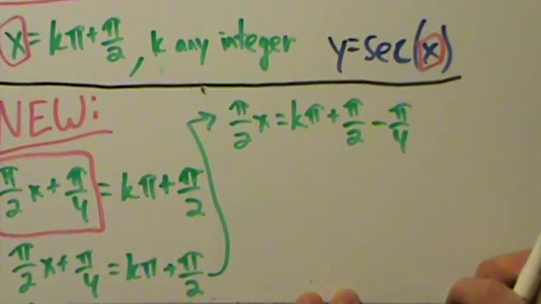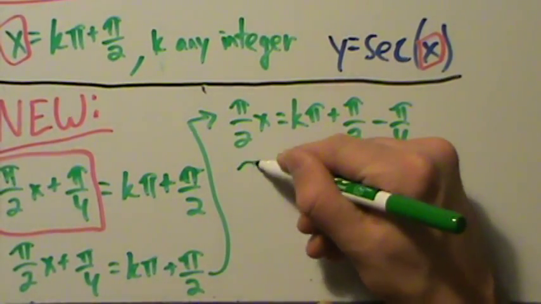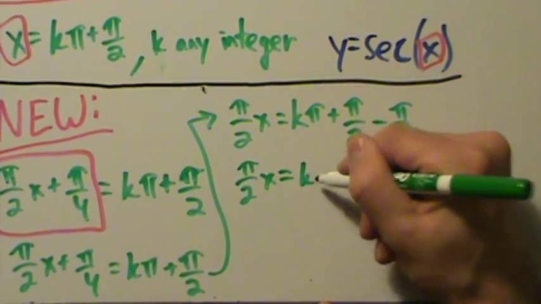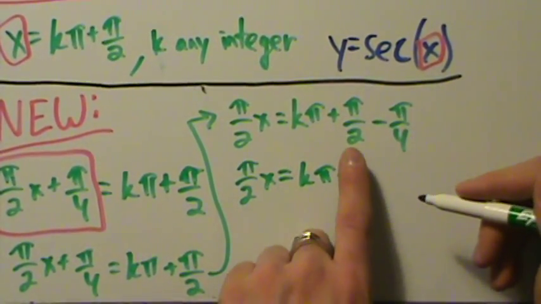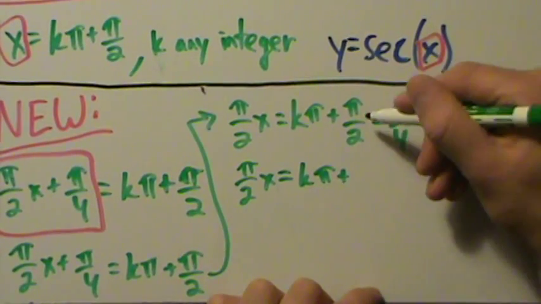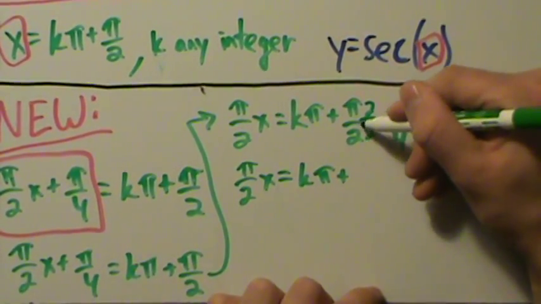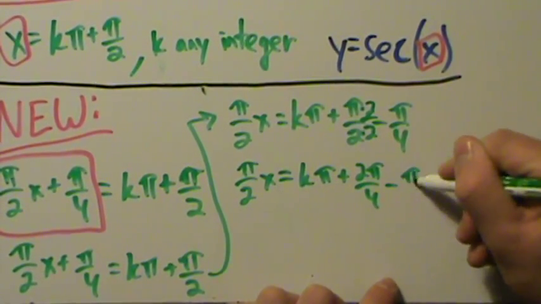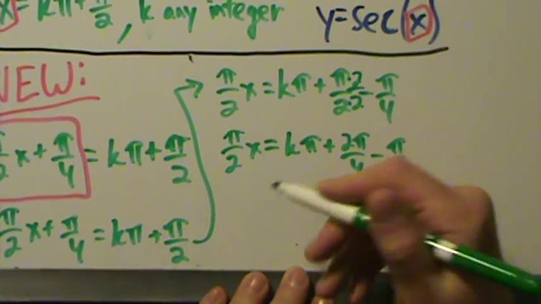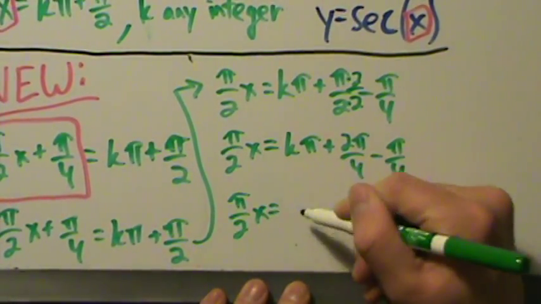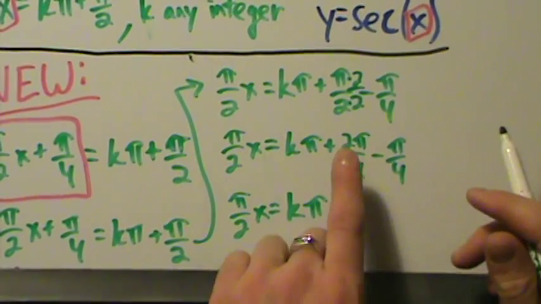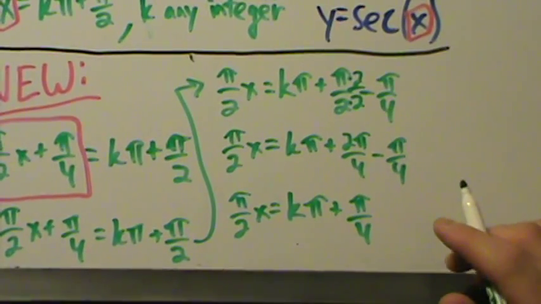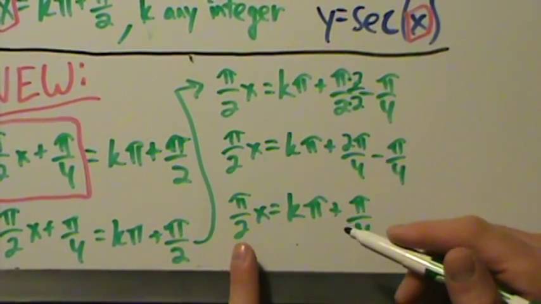Okay, so we have to get a common denominator here, so that's going to be pi over 2x equals k pi plus, so pi over 2, if you multiply this by 2 over 2, so multiply by 2 on top and a 2 on bottom. Okay, so that's going to be 2 pi over 4 minus 1 pi over 4, right? So then we end up with pi over 2x equals k pi plus, so 2 pi over 4 minus 1 pi over 4 is just plain old 1 pi over 4.